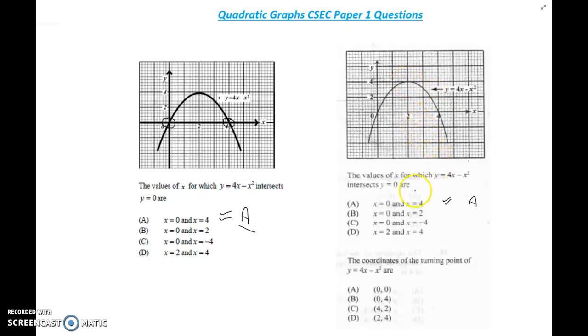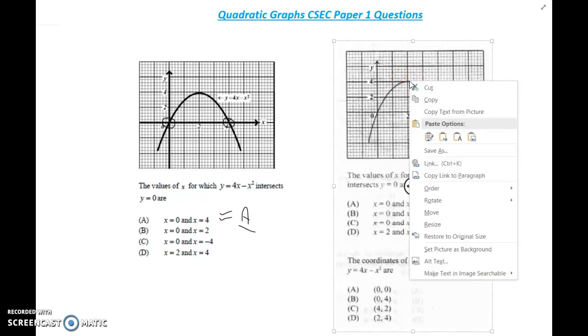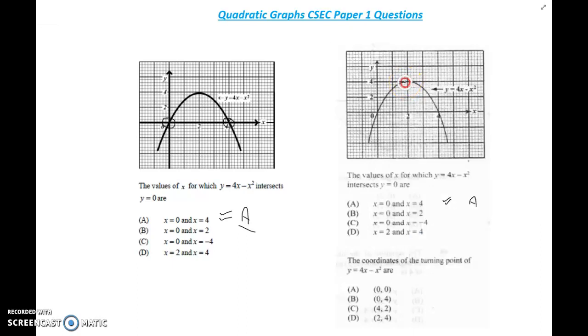Now it's the same question they're asking here. The coordinates of the turning point. You see the graph and it turns and it comes back down here. That's the turning point. The turning point is actually the maximum, that maximum point. Right? And that is, remember, the x value is 2 and the y value is 4. So x, y, 2, 4, right?